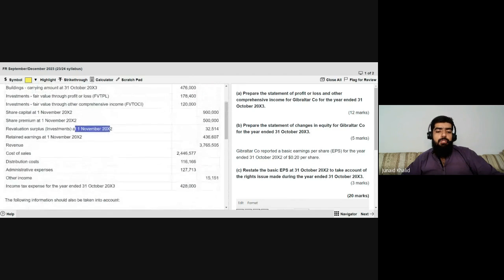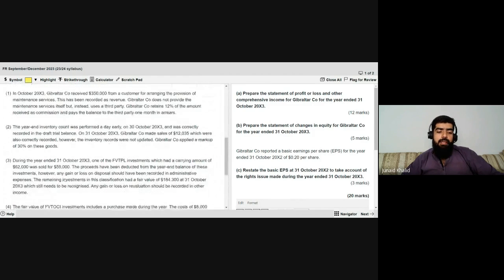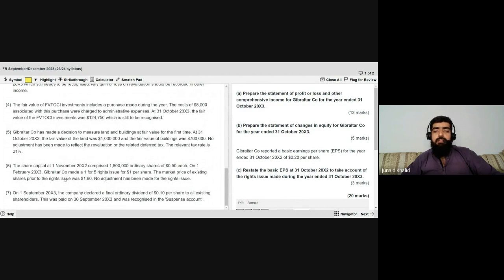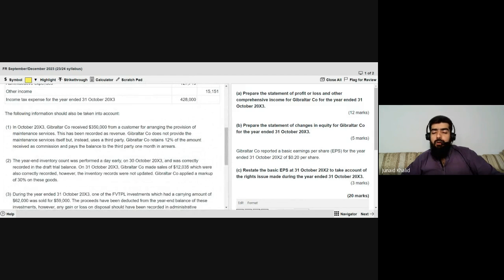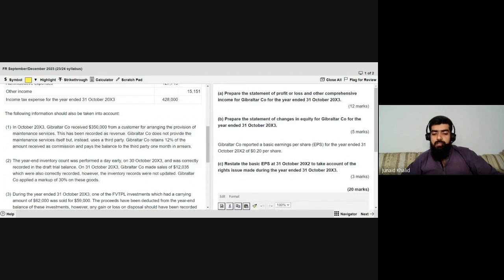These are the information given in the trial balance, and there are a few adjustments. Remember, there are 7 adjustments. On the left hand side, the examiner will provide you with the adjustments, and on the right hand side of the upper pane, the examiner will ask you for the requirements. So there are certain adjustments. Let's look at them and try to understand them.